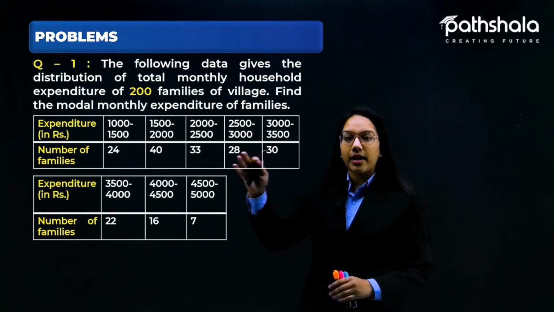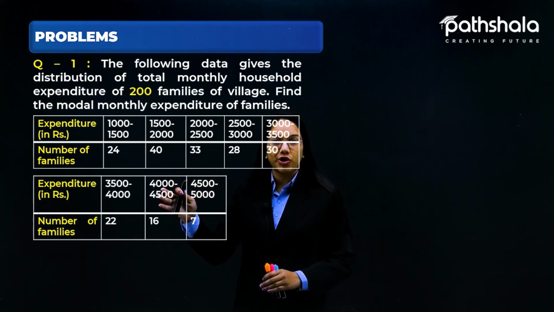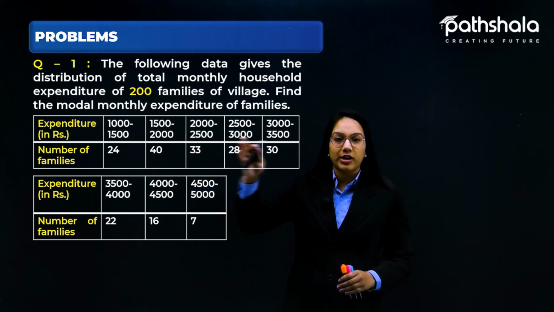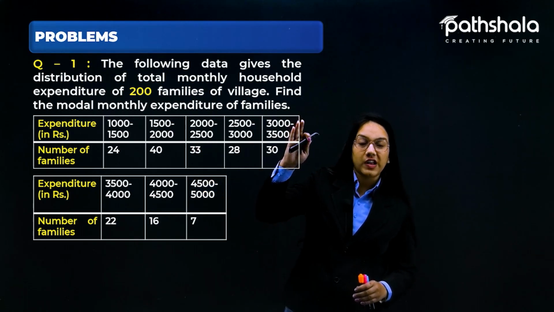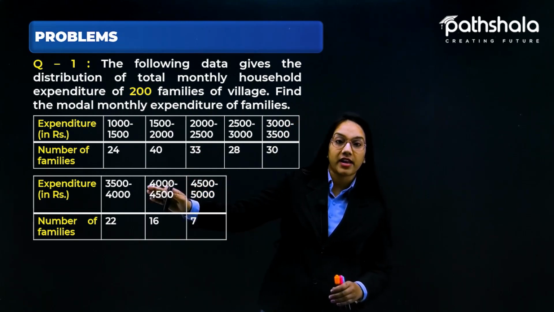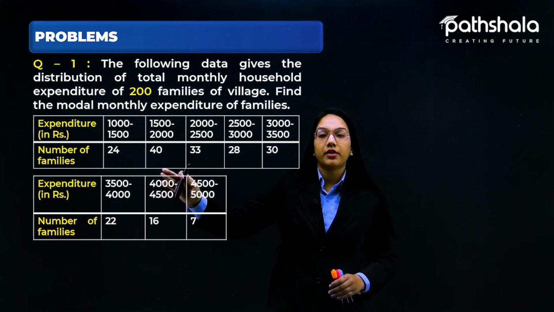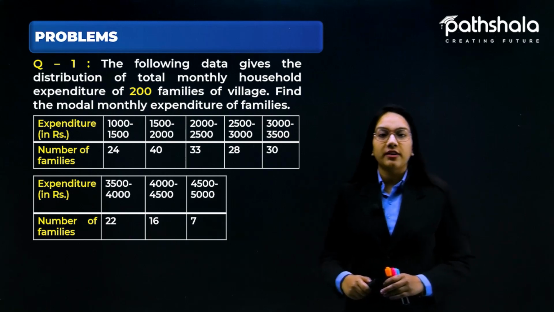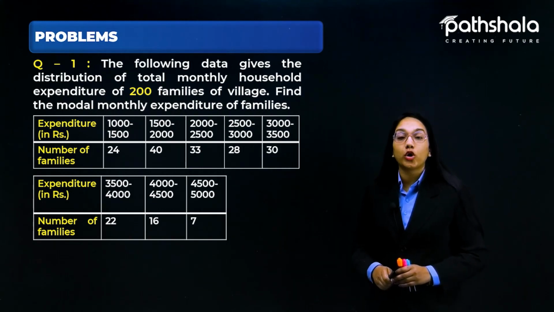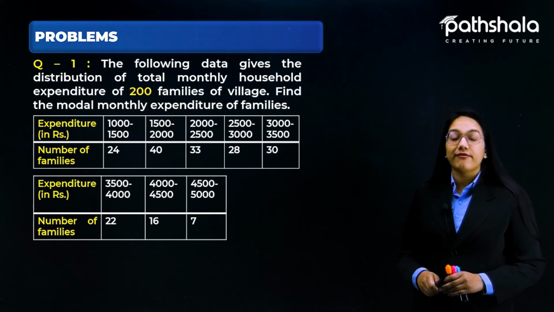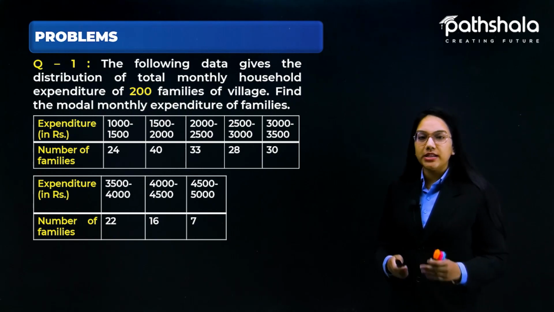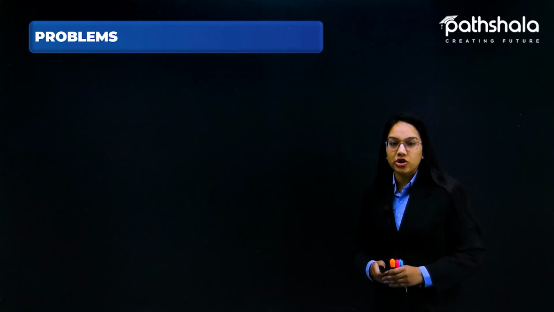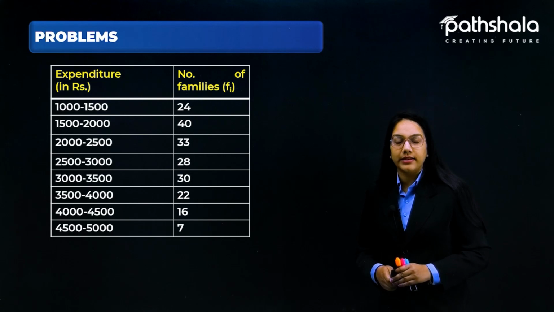Now you can see this is the whole table that is given to us, with the expenditure in rupees and the number of families. It is actually a continuous table. After 3000 to 3500, the next one is 3500 to 4000, and so on. Let's start the solution for this one, because we have to find the modal monthly expenditure of the families. Let us use the table again in such a format.